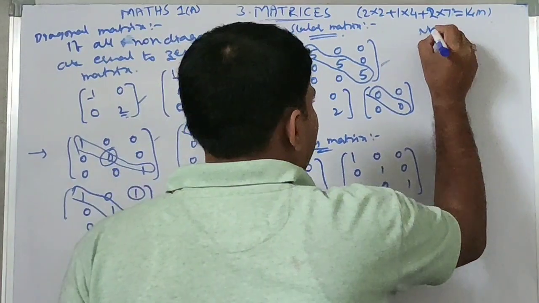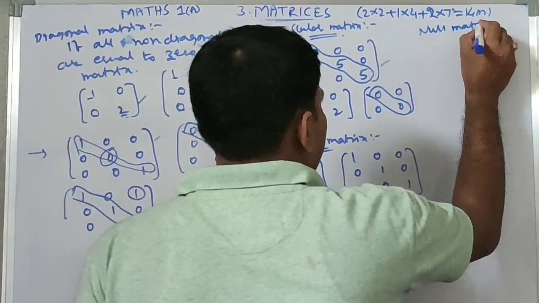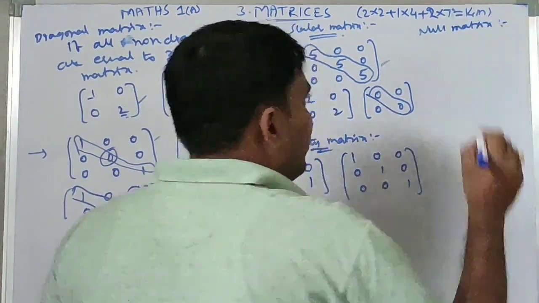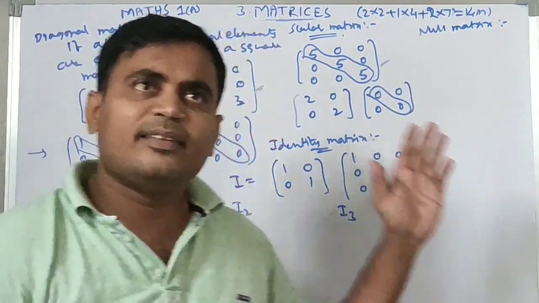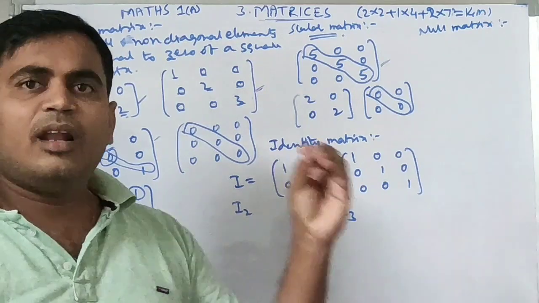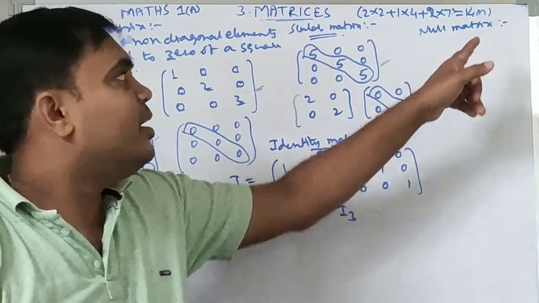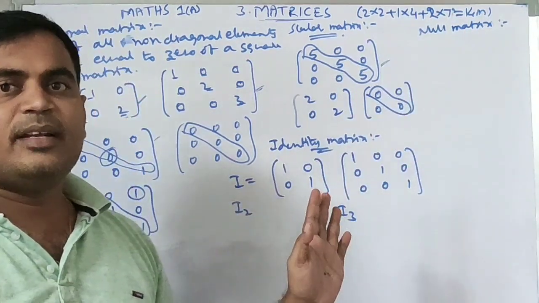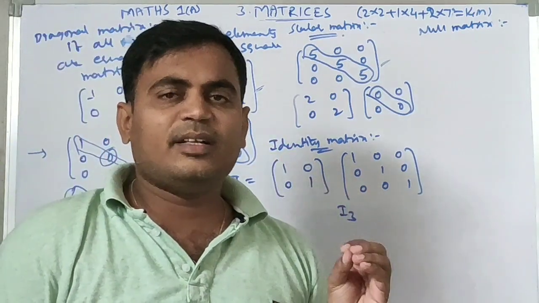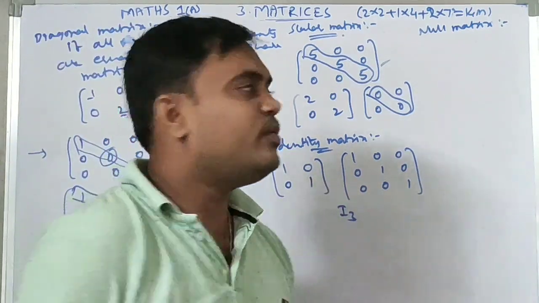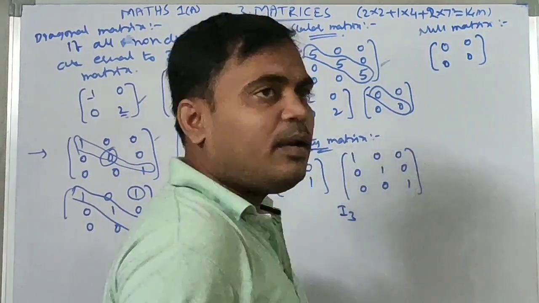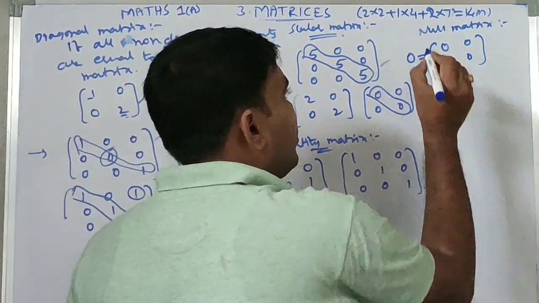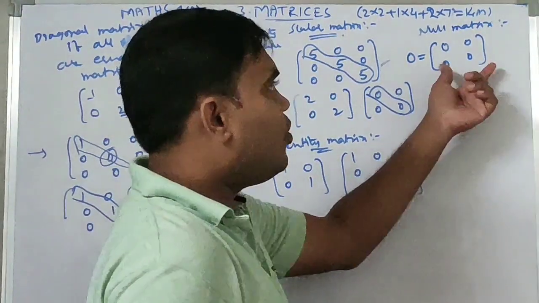Null matrix. A null matrix need not be a square matrix. Previously we discussed so many matrices, all were square matrices, but a null matrix need not be square. If each and every element of a matrix is equal to 0, simply 0 0 0 0, this is a null matrix, represented with 0. Of course this is a square matrix.